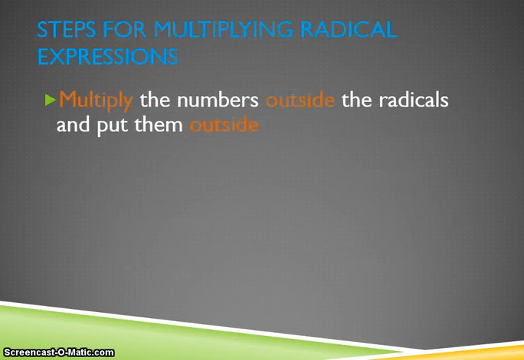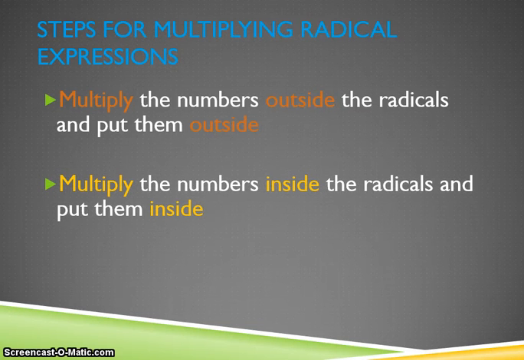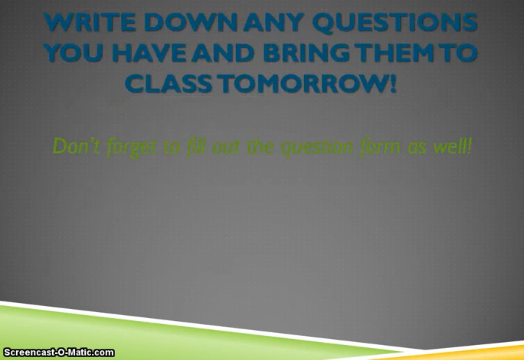So again, multiply the outside numbers with the outside, multiply the inside numbers with the inside, simplify the radical.